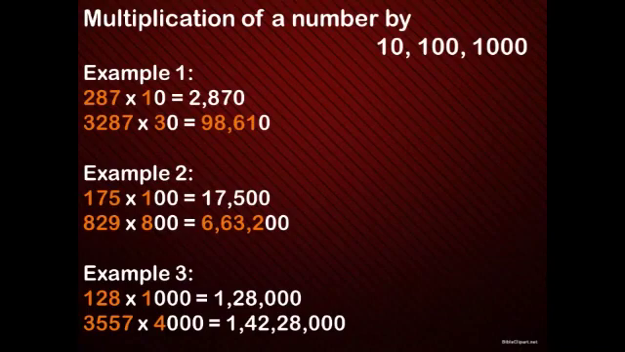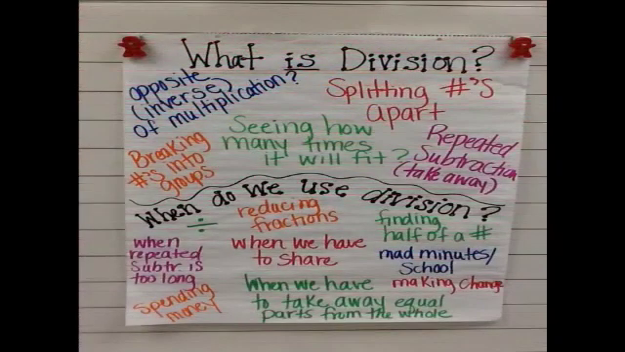The same way, 3557 multiplied by 4000. First you will multiply 3557 into 4. Then the answer is 14228. After that you will add the 3 zeros to the right of the number. So the answer will be 1,42,28,000.